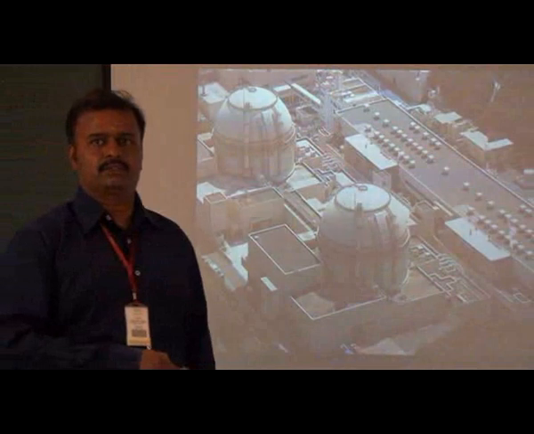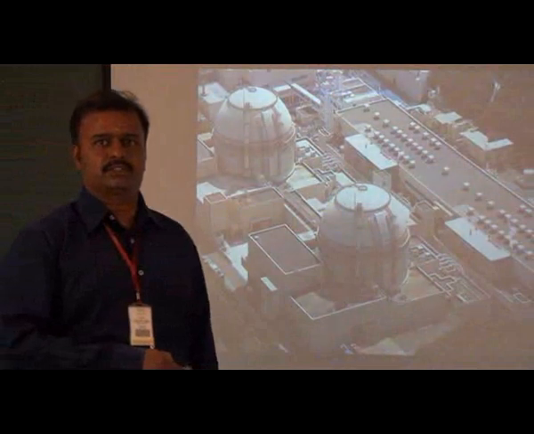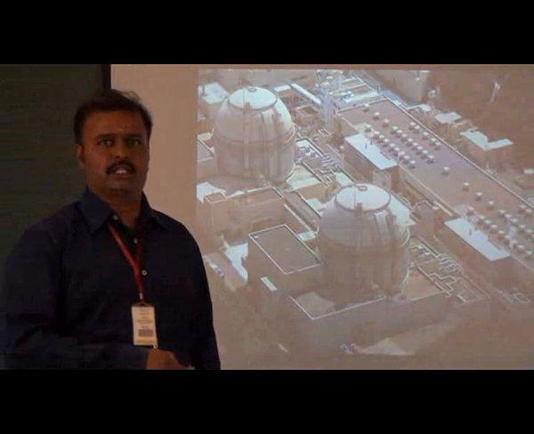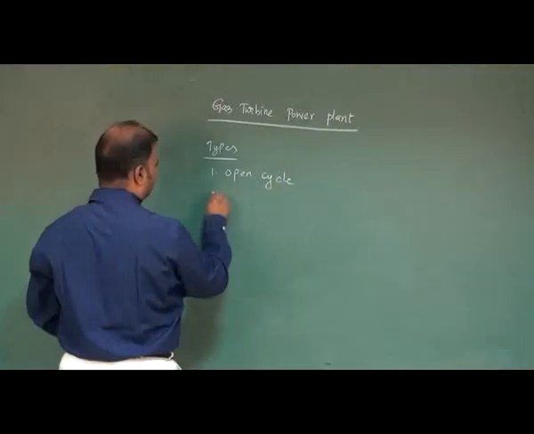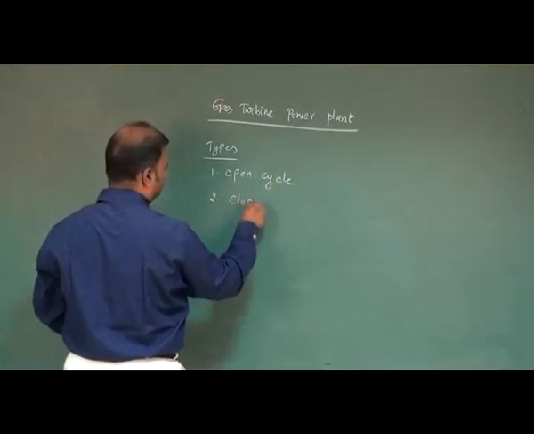The next power plant is the gas turbine power plant. Here gas is the medium for producing the electricity. The types of gas turbine power plant normally are, one, open cycle, and the second one, closed cycle.